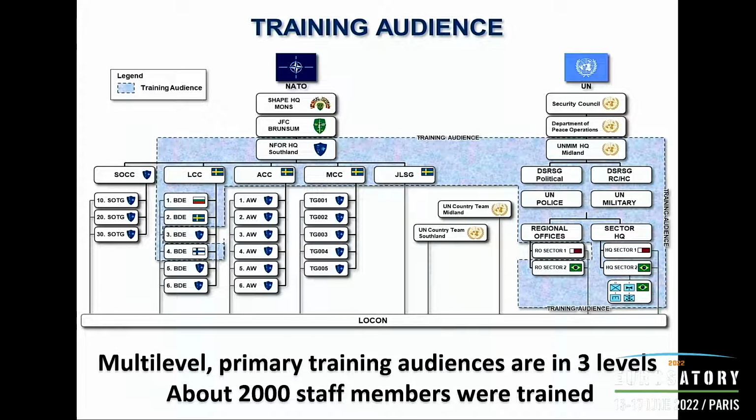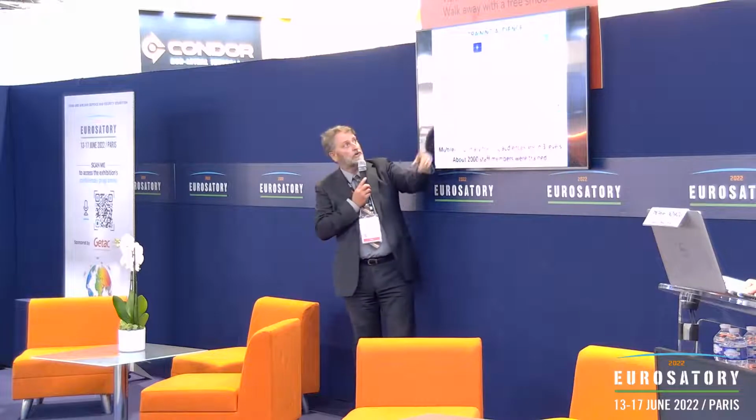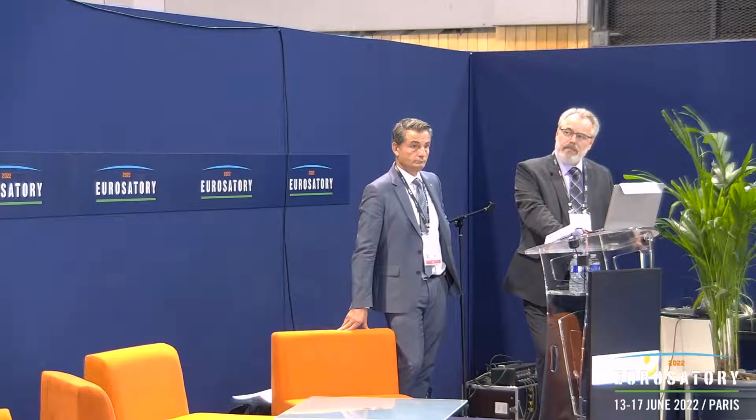So this shows the organization. In this arena, we are playing with NATO, so we have a three-level exercise that we train. We have the headquarters, we have the ACC, MCC, LCC, and joint logistics support groups on one level, and we also have the brigades trained. We also can have KAOX for the air domain trained in the NATO domain. And then we have also trained the UN, also with a three-level UN organization. And also we have country teams, and we also have civilian organizations that are participating here.